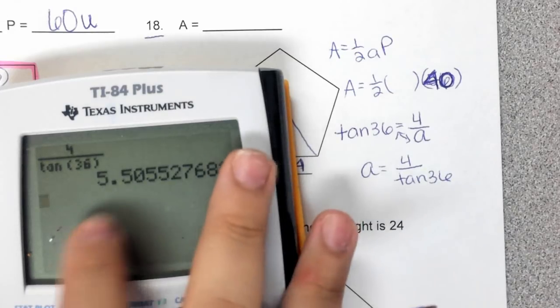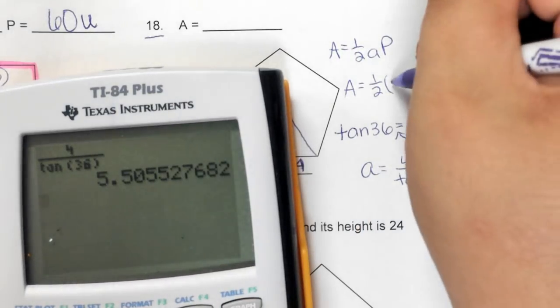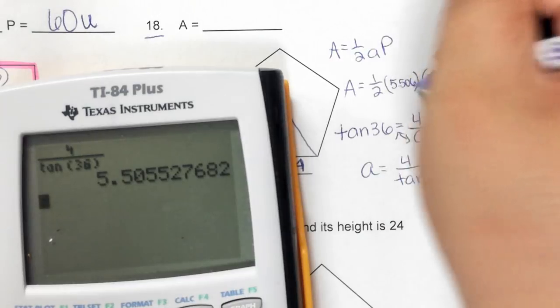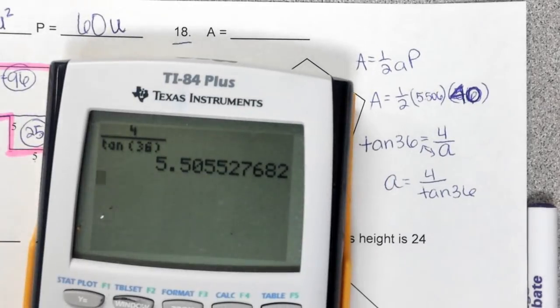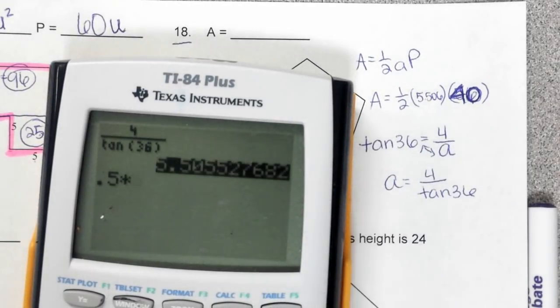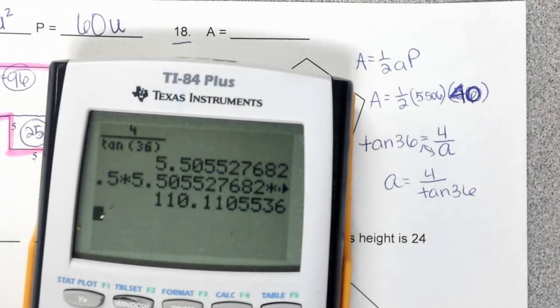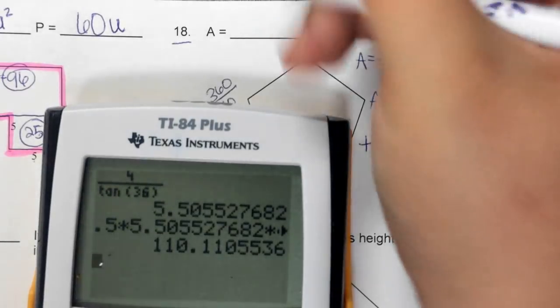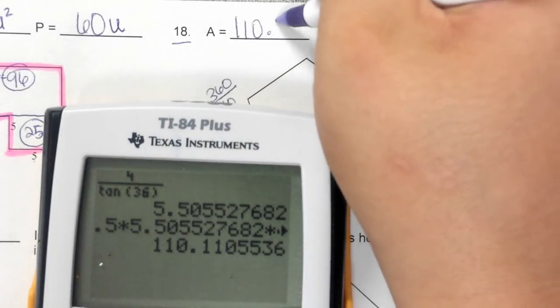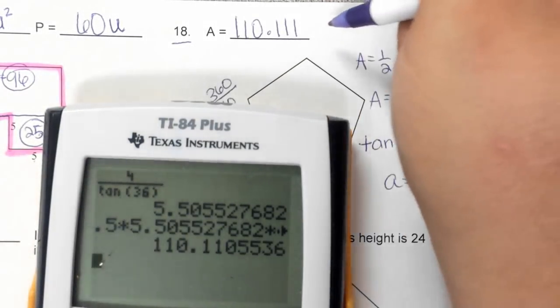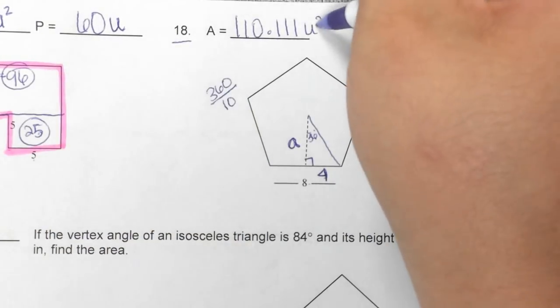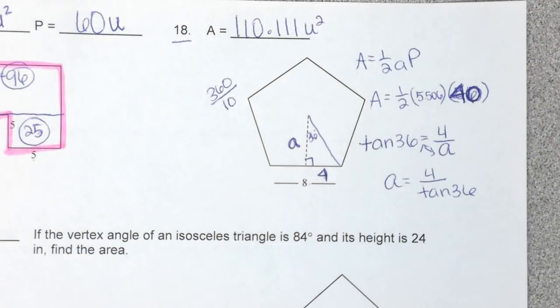Okay, and so then my apothem is 5.506. So now I'm just going to type in the calculator 1/2 times the apothem times 40. And there is my area. Is there a unit here? Alright. Can I move on?